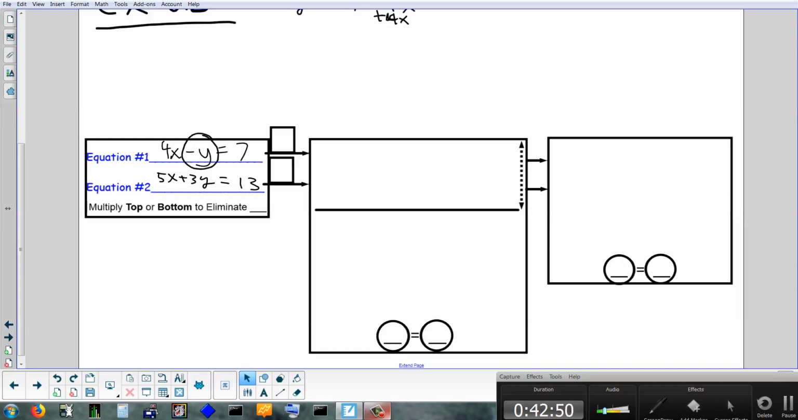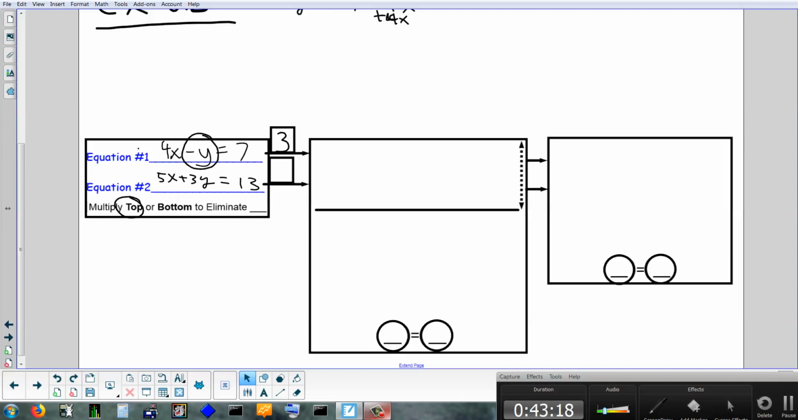So again, when it says what to do, what do the directions say? Allie? Multiply everything in the equation with the single variable, the top equation, by the opposite of what it's attached to in the other equation. So basically it's saying, what's y attached to in the other equation? 3. Okay, so it's going to be 3.